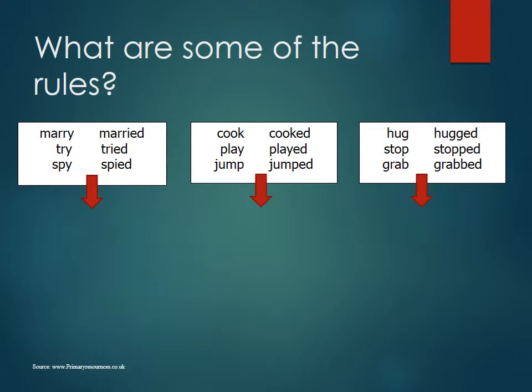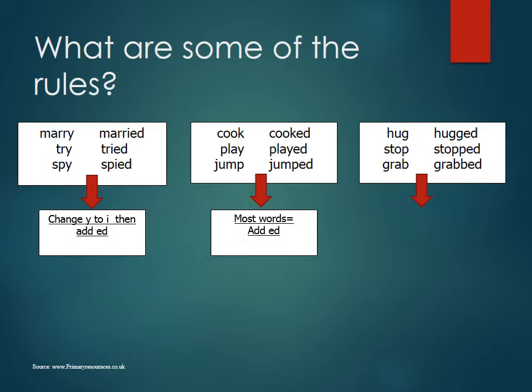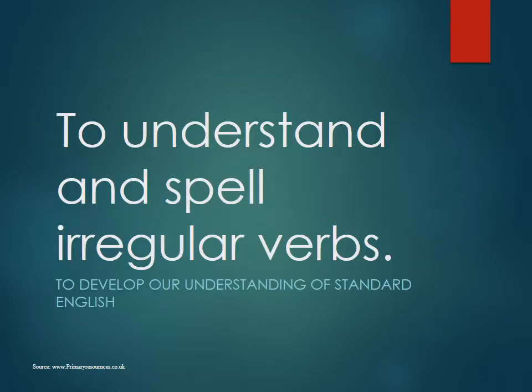All right, let's look at some of the rules that we've practiced. In this first set of words, we take the Y and we change it to an I, and then we add ed. In the second set of words, we basically just add ed. And in the last set of words, we doubled the final consonant and then added ed. So those are some of the spelling rules that we looked at today.